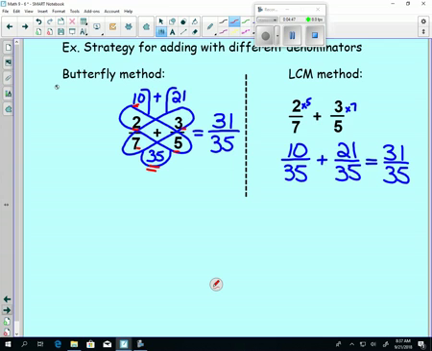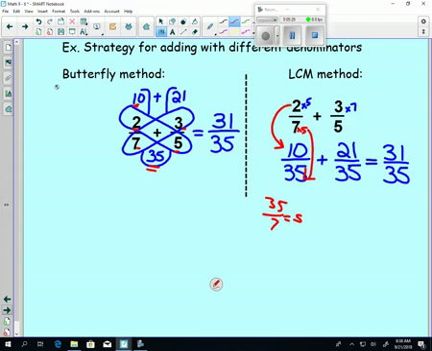The second method that's probably more common is the LCM, or lowest common multiple. So what we look at is, how do we make this a common denominator? We know it's got to be 35. So from 7 to go to 35, we have to multiply it by 5. So we take that number, 7 times 5 would be 35. And whenever we do the bottom, we have to do the top. So 2 times 5 is going to be 10.